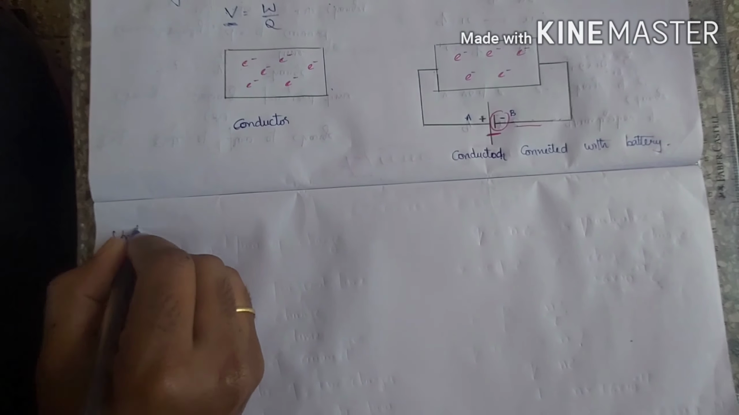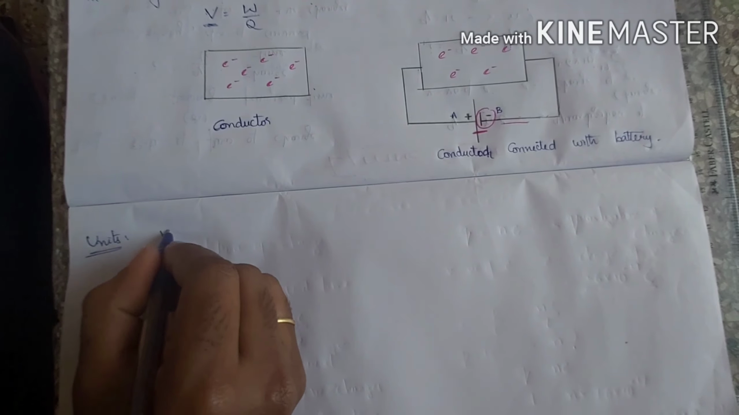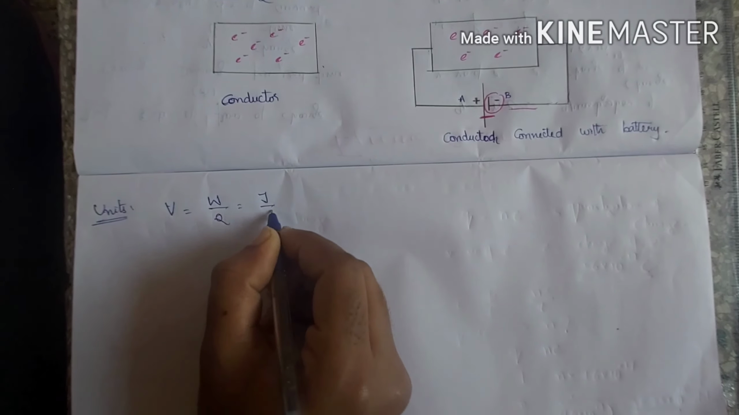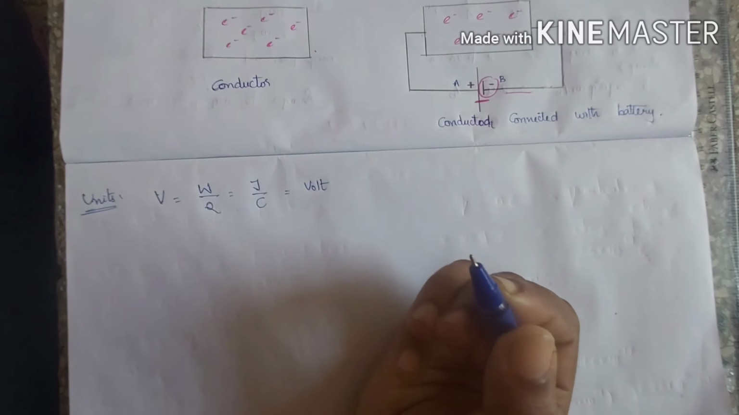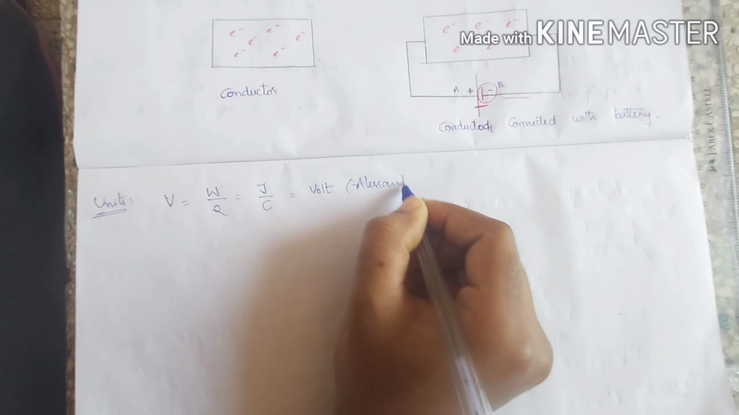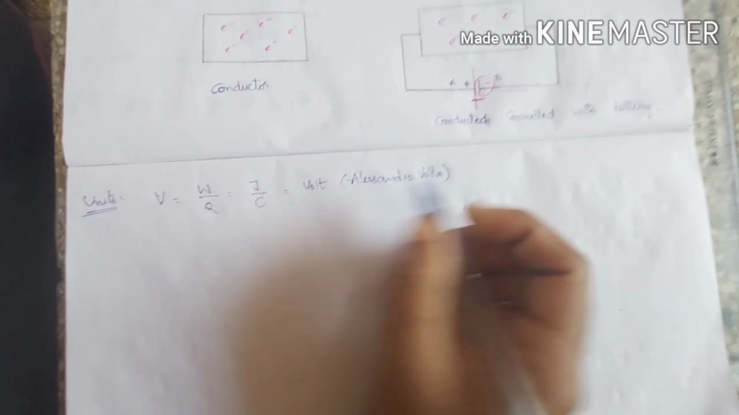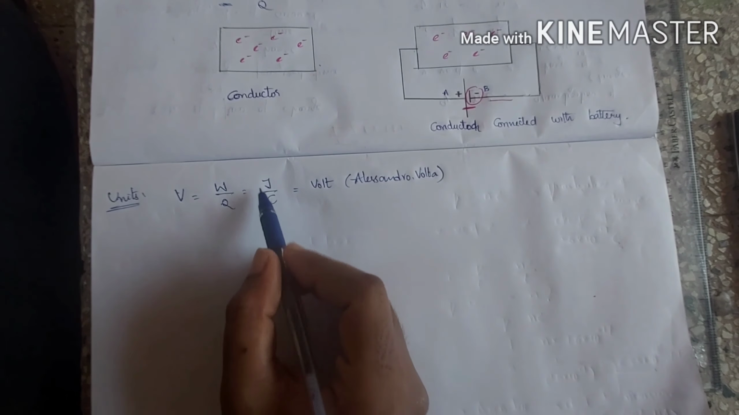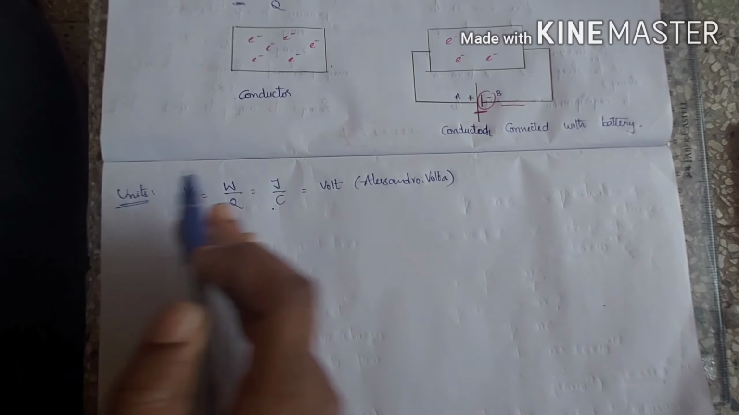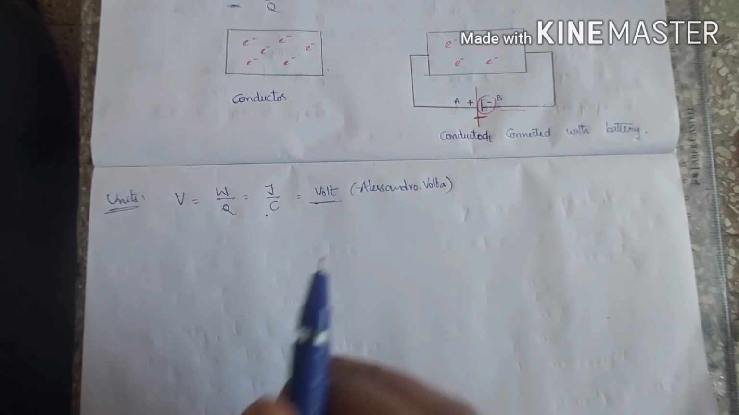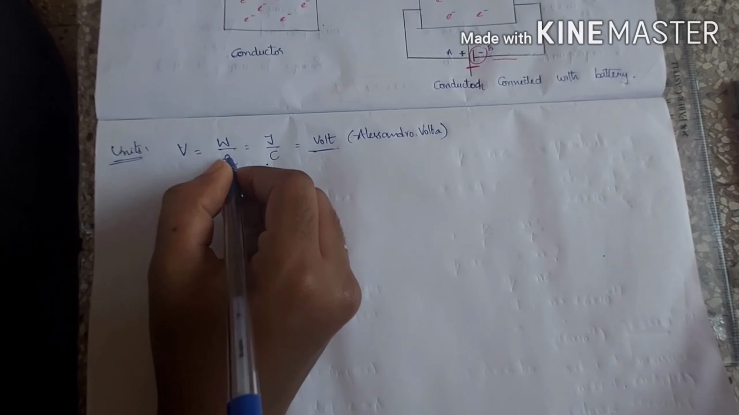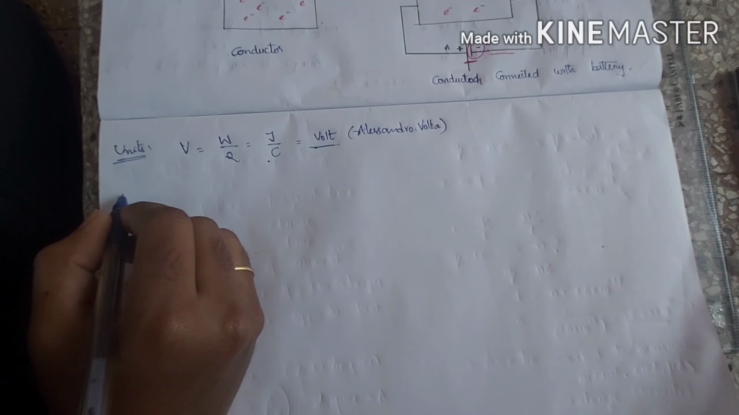Now we'll see the units. V is equal to work done by Q. Work done is in joule per coulomb, and this is called volt. This unit is named after Alessandro Volta, and we define: if 1 joule of work is done in moving a charge of 1 coulomb from one point to the other, then the potential difference is said to be 1 volt. So here V is equal to W by Q, or volt.